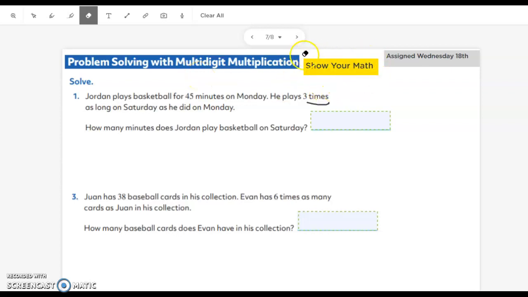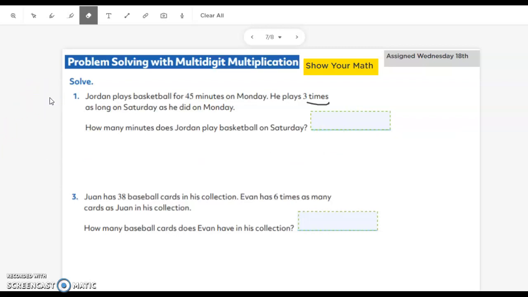Notice here it is asking for you to show your math. Okay, so if you just put an answer here and didn't show me how you got your answer, whether it's here on the Classkick page or on your own paper that you've taken a picture of, you're not going to get full points. Let's take a look at number 1.